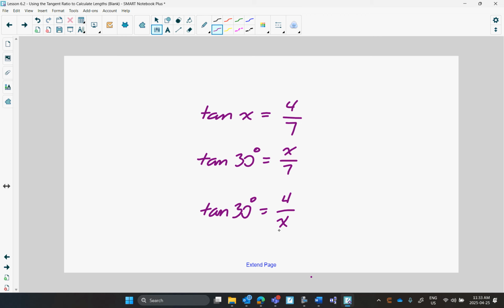This one we do tan inverse to solve. This one we times both sides by 7. This one we have to do 2 steps to get x by itself. Okay, but that's really all it is. Like I said, the trig part is setting up the equation. And then it's algebra that you know how to get something by itself. Okay?